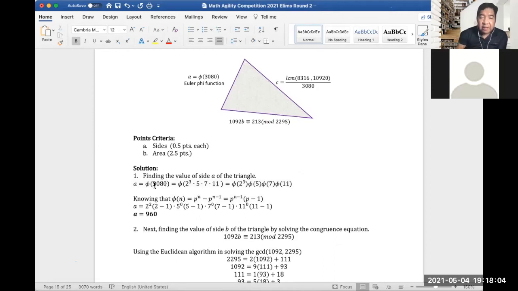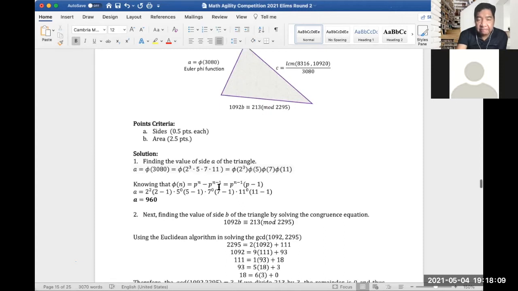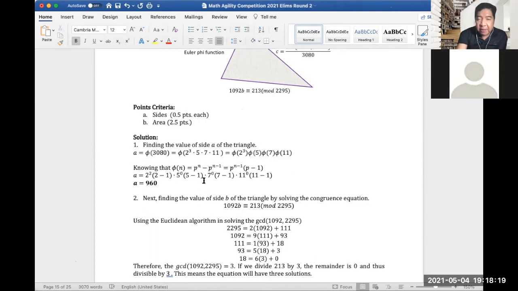So 3080 can be expressed as 2 to the third times 5 times 7 times 11. That means we can distribute the phi function: phi of 2 to the third, phi of 5, phi of 7, and phi of 11. So this is equivalent to p to the n minus 1 times p minus 1. In 2 to the third, our n is 3. So p to the n minus 1, so 3 minus 1 is 2. So we have the exponent of 2 here, and then our p is 2, right? p is this argument.